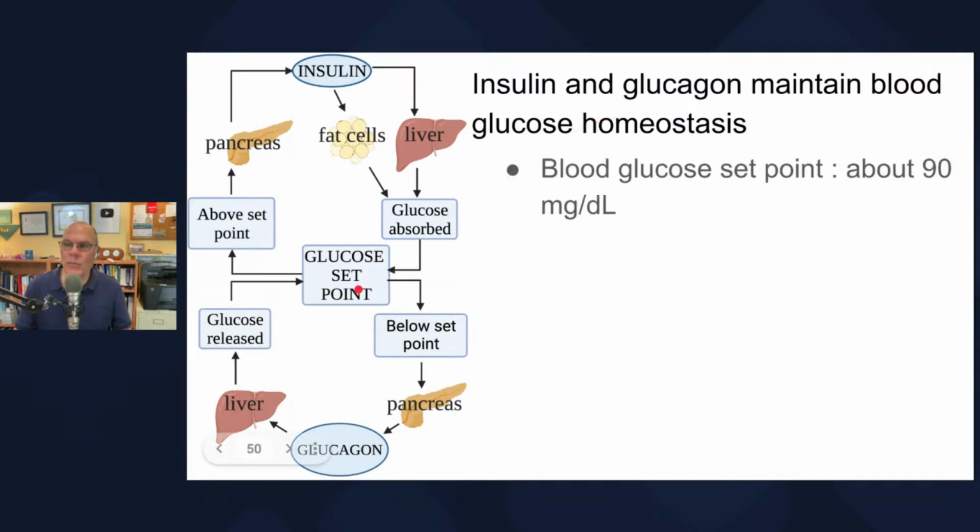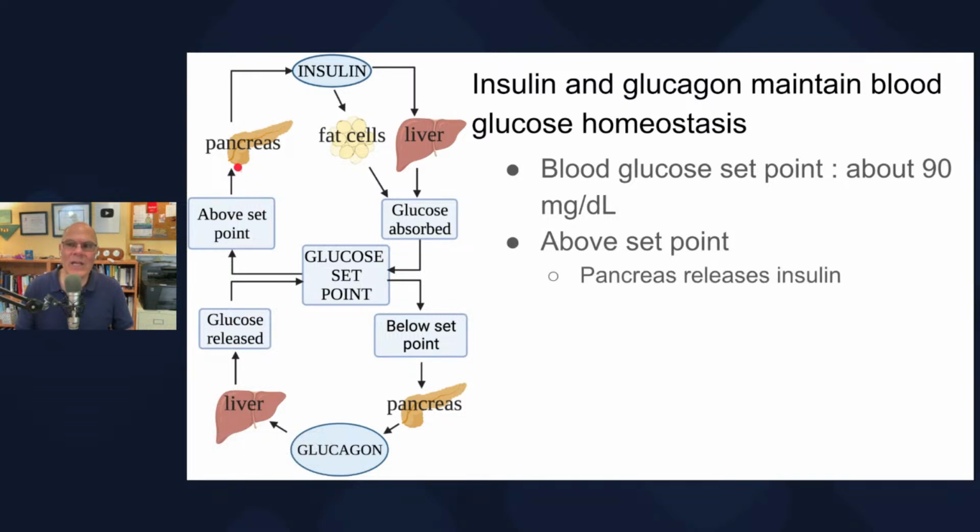Your blood glucose set point is about 90 milligrams per deciliter of glucose. When you, for example, have a big meal, and that can involve a lot of carbohydrate, you'll be pouring a lot of glucose into your system because the carbohydrate will go into your intestines. Your intestines will break it down into monosaccharides, and the glucose will go into your blood. Your pancreas will detect that increased level of glucose, and it'll release a hormone that's called insulin.